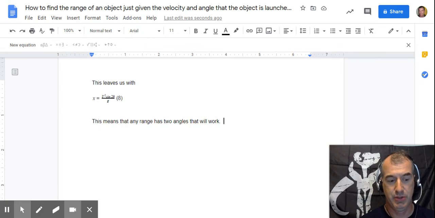Anyway, this equation here, equation number 8, it's nice to have in the back pocket in case you need it. If the problem suits it, then you can use that to help you out.